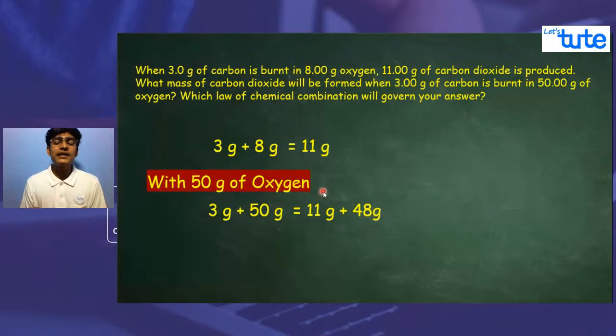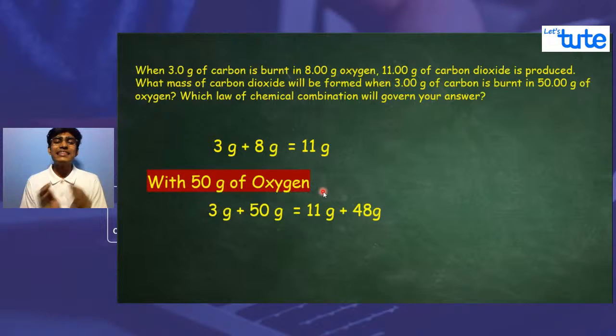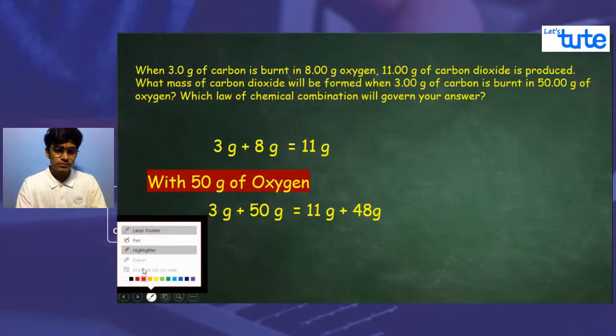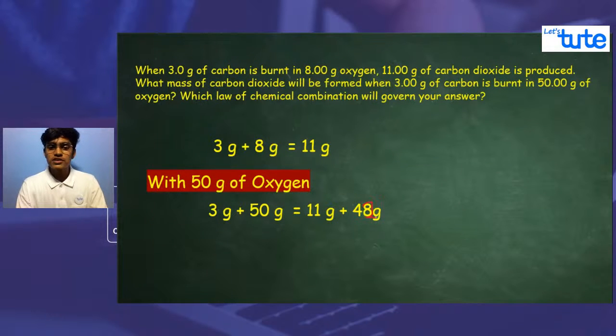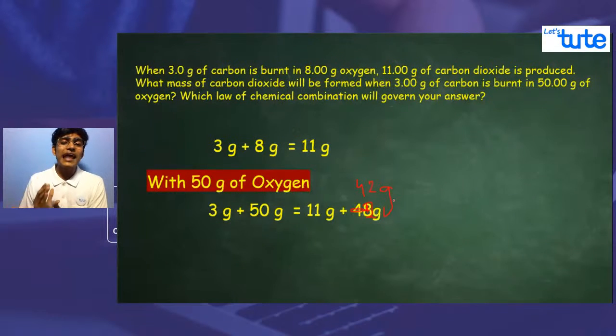Why won't it combine? Because they have to follow the law of constant proportion, and in constant proportion 3 grams of carbon can only react with 8 grams of oxygen. It cannot react with more than 8 grams of oxygen. So in this condition only 8 grams of oxygen is being used. I'm so sorry, the remaining amount is not 48, it's 42. So 42 grams of oxygen remains unreacted.